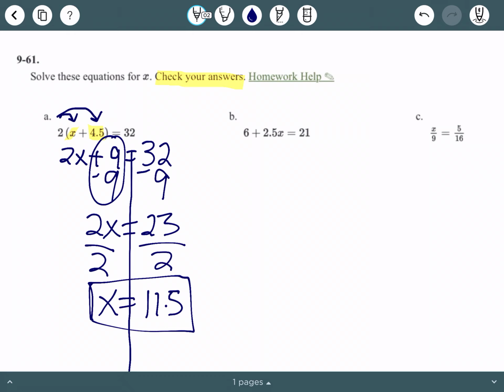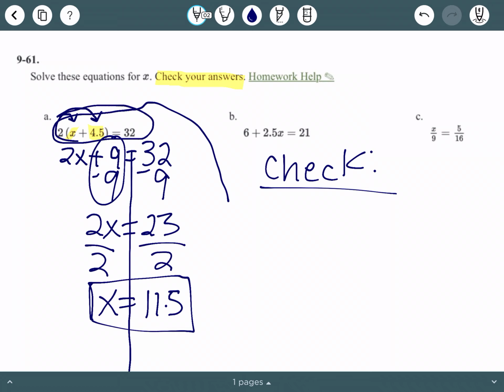All right, moving on to B. Oh, just kidding. We have to do the check. So don't forget that. A couple important things to remember when you are doing your check: you need to plug back into the original equation, and you need to use parentheses when you plug in. So we have 2 parentheses x, which means we need to put another parenthesis. Oh my goodness, double parentheses. So 11.5 in that parenthesis, plus 4.5, and we're going to end that outer set of parentheses, equals 32.